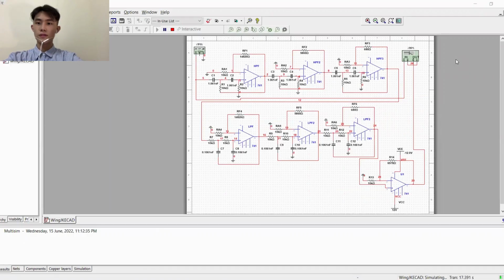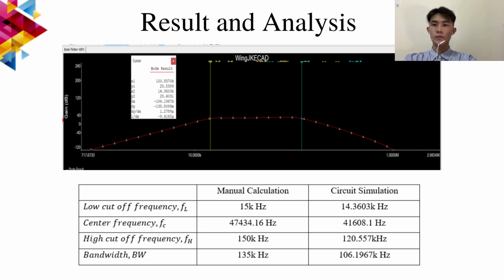This is the circuit of the 6th-order band-pass active filter. The circuit is contributed by two different filters of 2nd-order stages. There are 3 low-pass filters at the bottom part cascaded together with 3 high-pass filters at the upper part. After we run the program, we can show the graph of the 6th-order band-pass active filter circuit. On the graph, we can determine the low cut-off frequency, high cut-off frequency, center frequency, and the bandwidth.